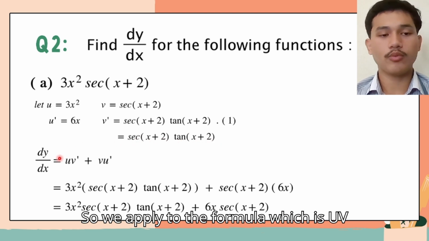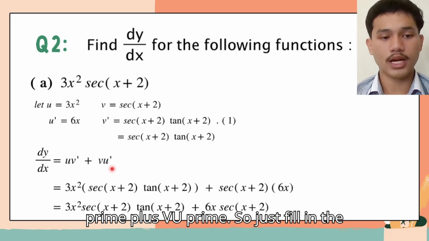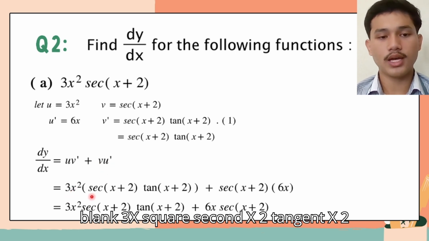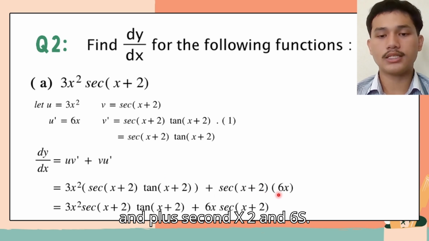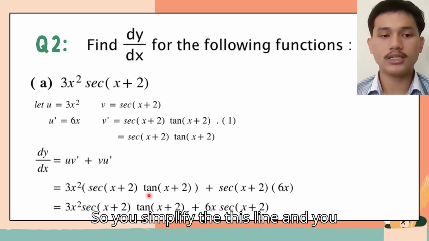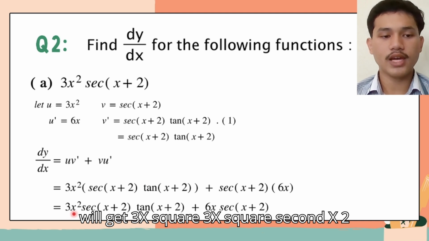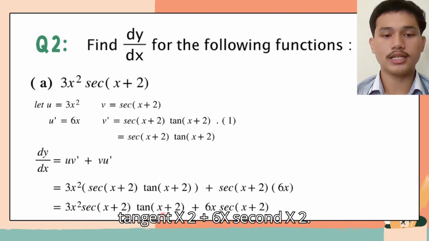So we apply the formula, which is u v prime plus v u prime. Just fill in the blanks: 3x squared sec x plus 2 tan x plus 2 plus sec x plus 2 times 6x. You simplify this and you will get 3x squared sec x plus 2 tan x plus 2 plus 6x sec x plus 2.